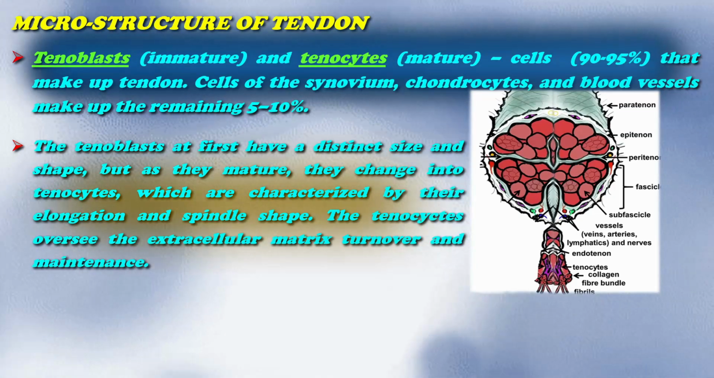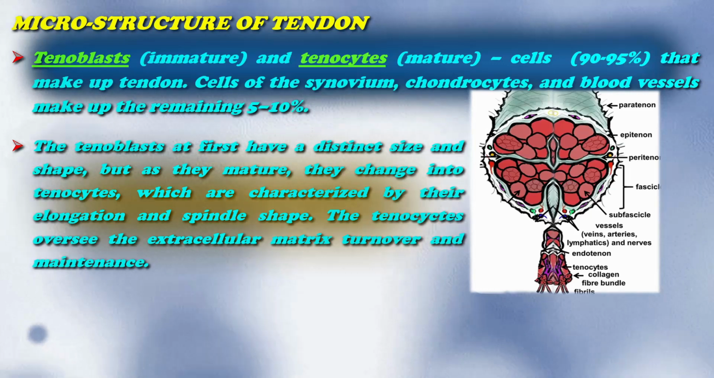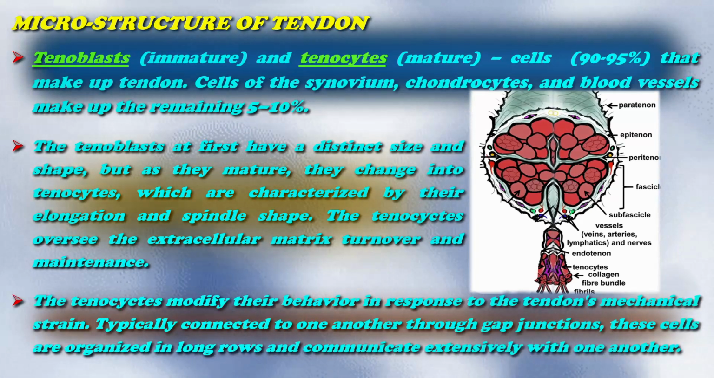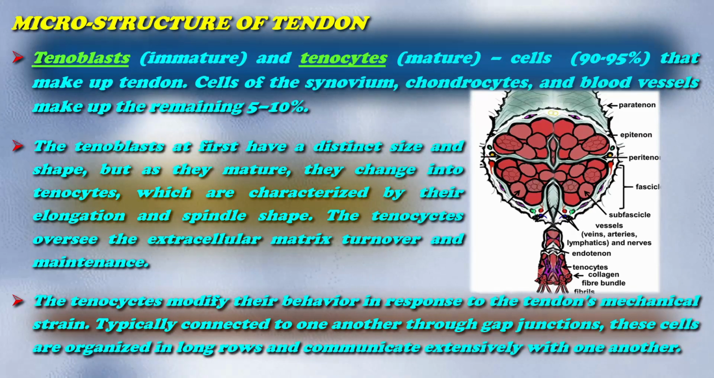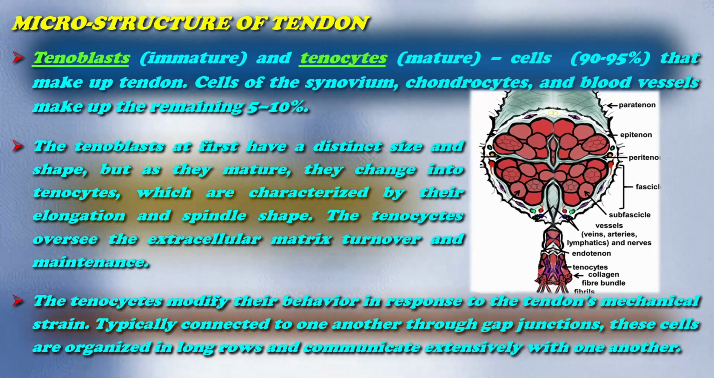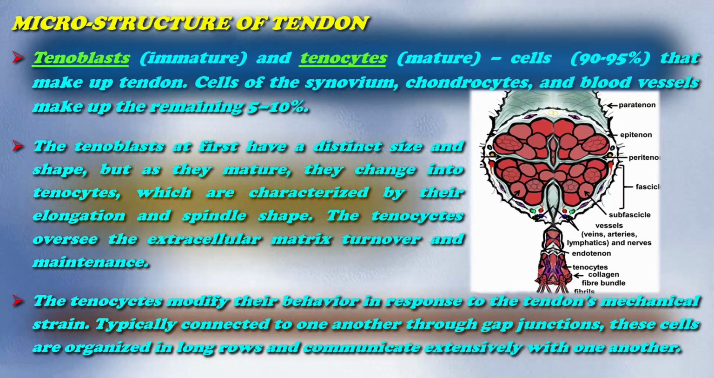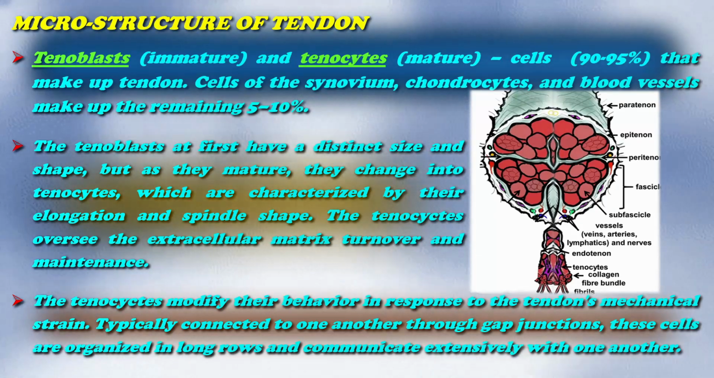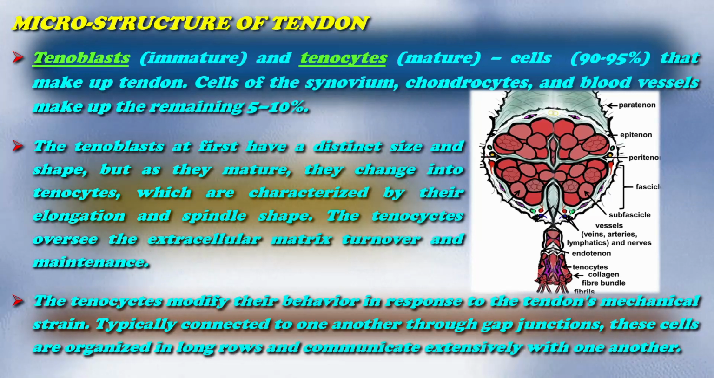The tenocytes oversee the extracellular matrix turnover and maintenance. The tenocytes modify their behavior in response to the tendon's mechanical strain. Typically connected to one another through gap junctions, these cells are organized in long rows and communicate extensively with one another.